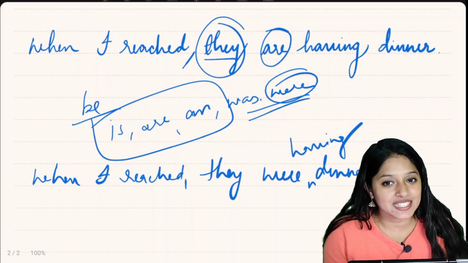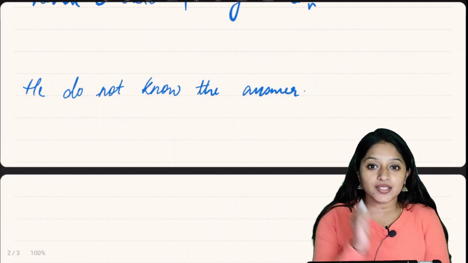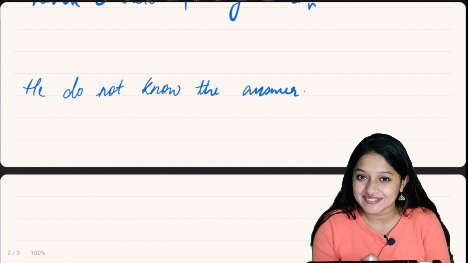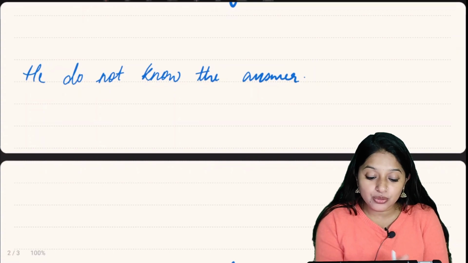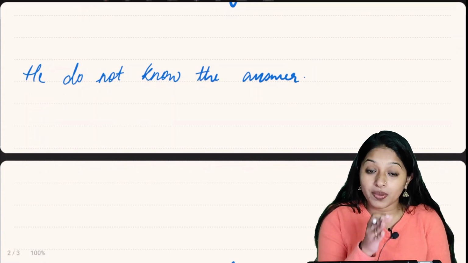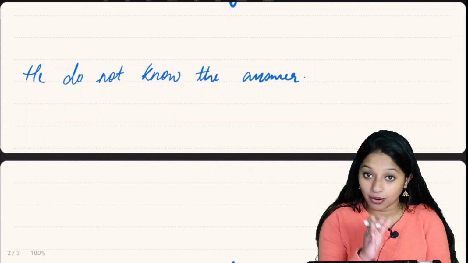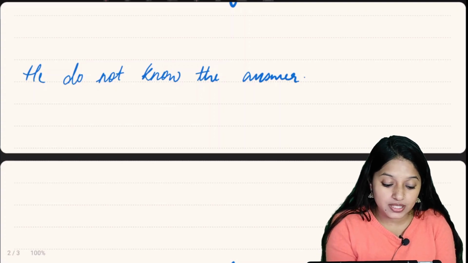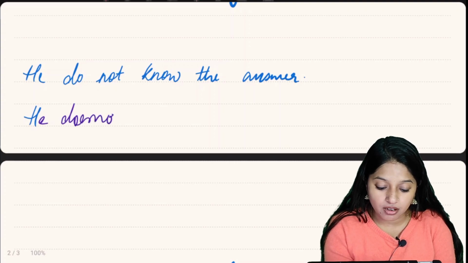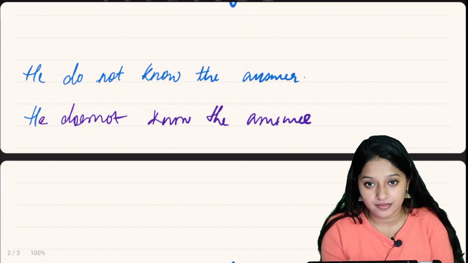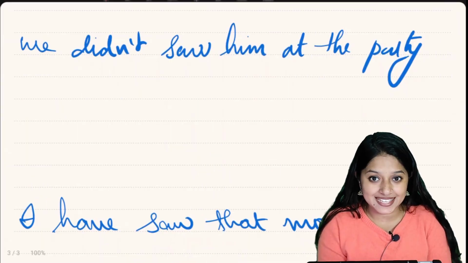Okay, now let's move on to the eighth sentence. The next three sentences would be revision sentences for you. Let's start. Okay, so he do not know the answer. As we have discussed with he, she and it, what will we use? Yes, does. So the correct sentence would be he does not know the answer. Done.